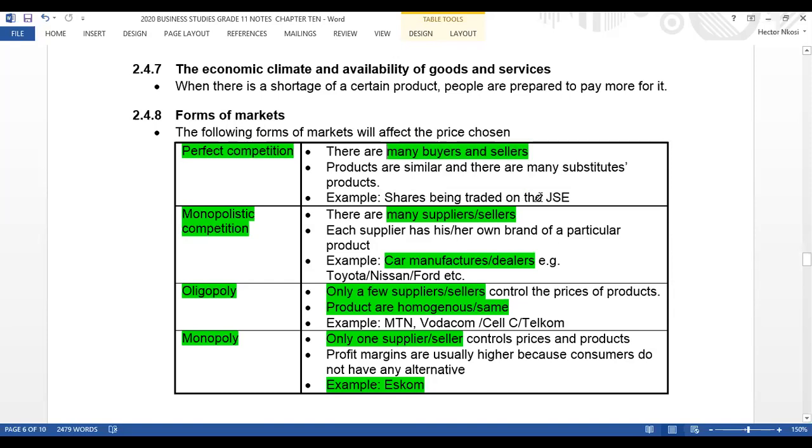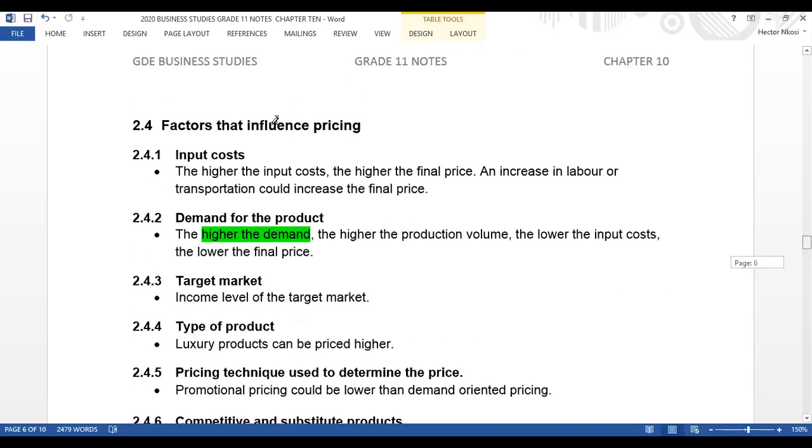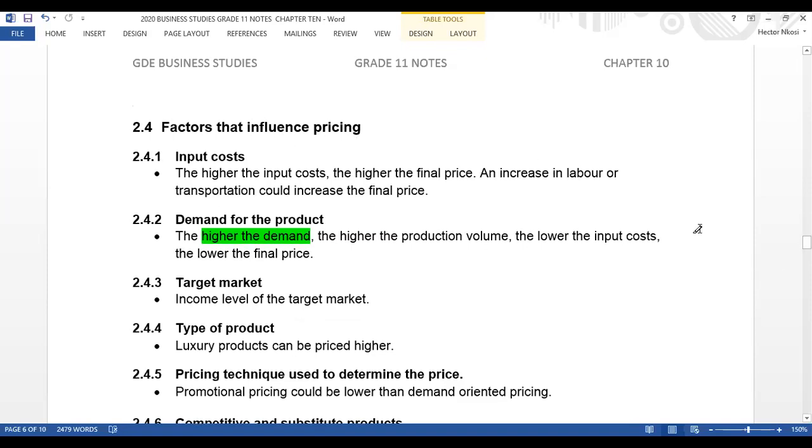For example, shares being traded on the JSE. We know that public companies trade their shares through the JSE, and anyone can buy those shares. But there are so many companies that sell shares, so you can get them at any time. Boys and girls, it's very important to understand this. These are your forms of market, and remember that forms of market also affect the factors that influence pricing.